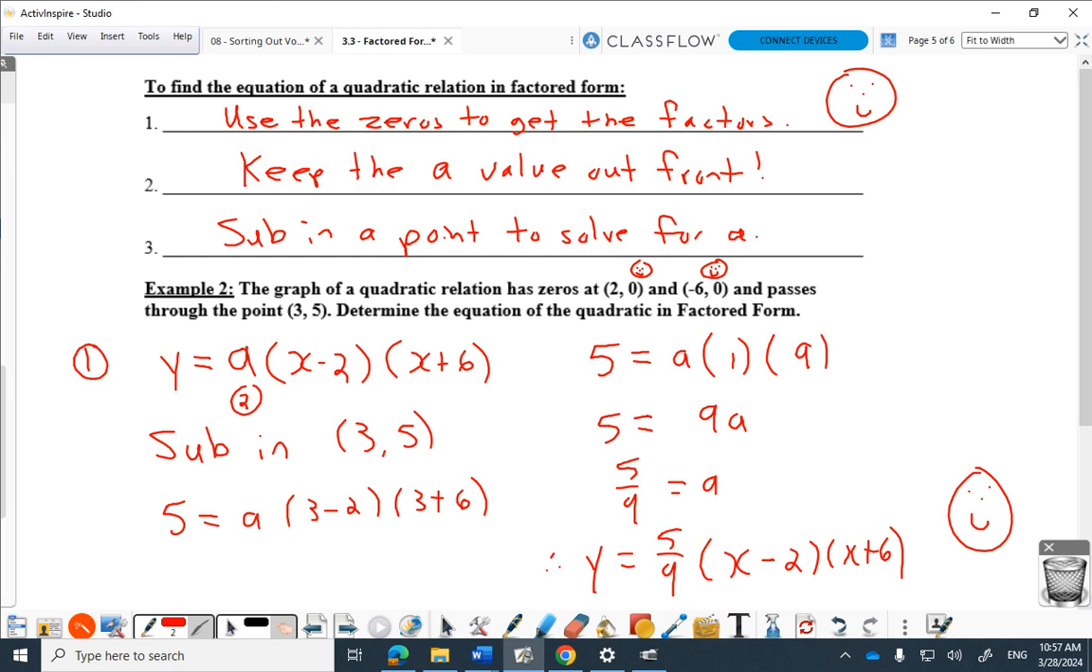Why does it become 5 over 9? To get a by itself, you got to divide both sides by 9. Is it okay? Other questions about that? I didn't mean to rush it. I was trying to keep the flow of consciousness going, trying to keep the brain focused on the plan.